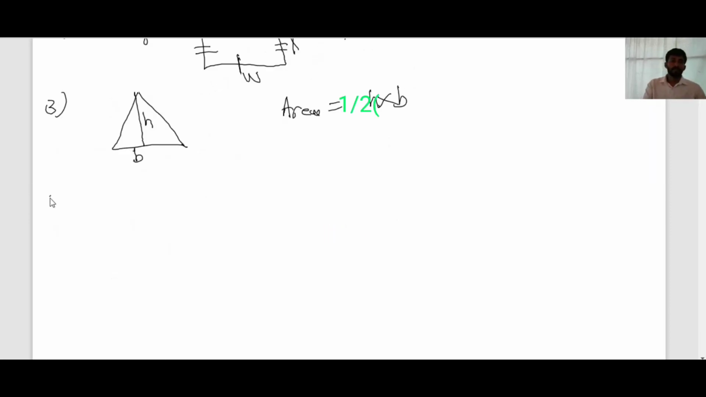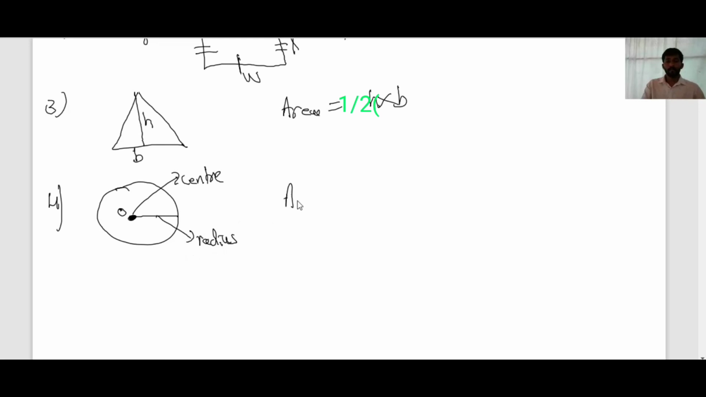Okay, suppose you're taking a circle. This point O is called the center, right? We call it the center of the circle. And if we draw one line from the center to the circle, what we call it is the radius. Okay, radius of the circle. Then what's the area of the circle? The area of the circle is equal to pi r square.